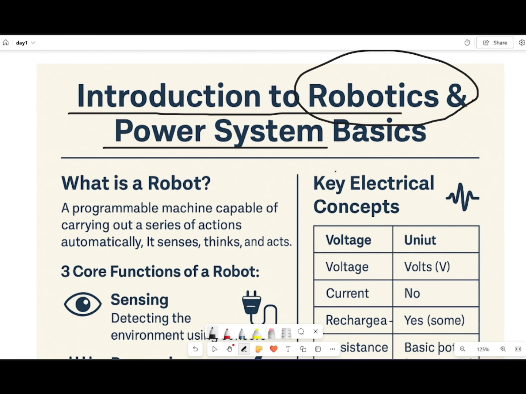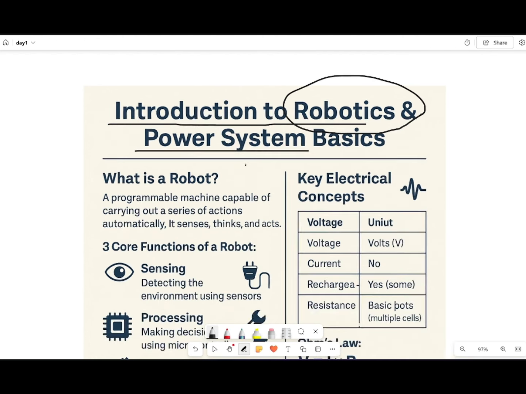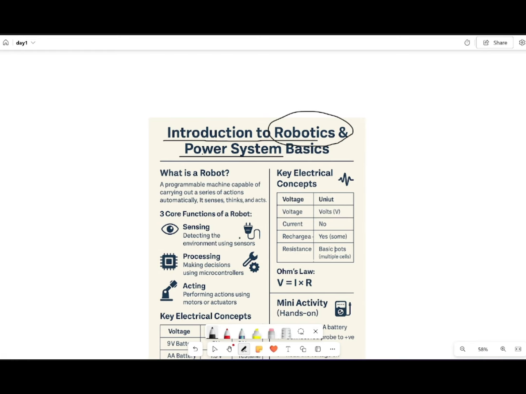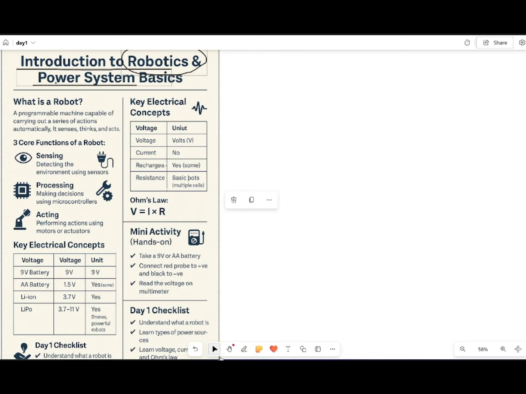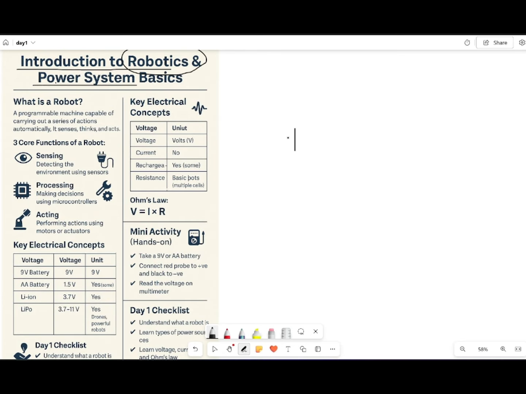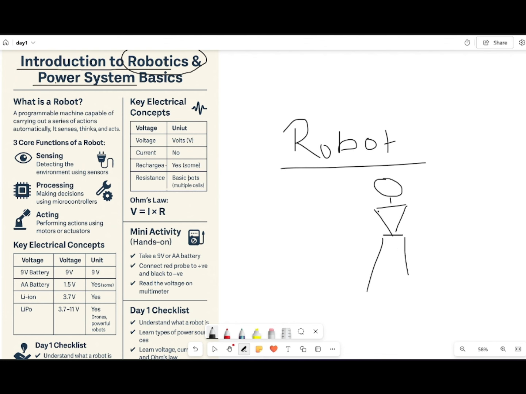Okay, so tell me first thing: when you listen to this word robot, what's the first thing that comes to your mind? If anyone says robot, the first image I think comes to each and every student's mind is that the robot will look like a human, like a human body structure. But this is not the actual truth.